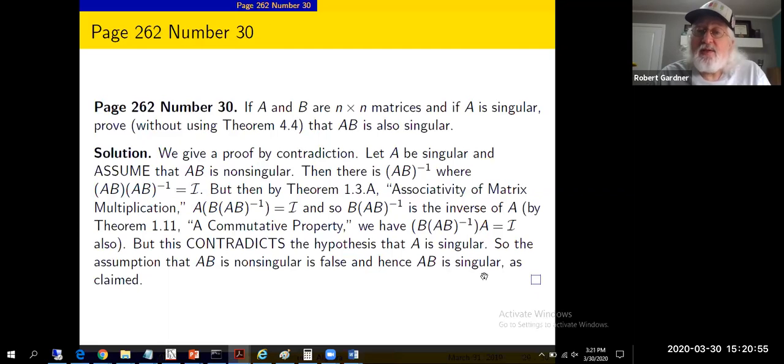That is, AB itself is not invertible, and there doesn't exist such an AB inverse. If there did, we'd have a problem in this setting. That is, AB must be singular. That was the claim of the theorem, and there's your proof by contradiction. You assume the negation of the claim, get a contradiction, and that assumption must have been false.